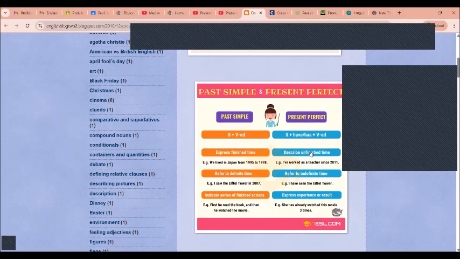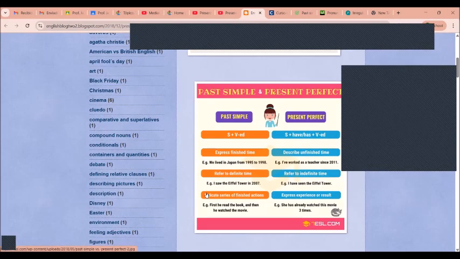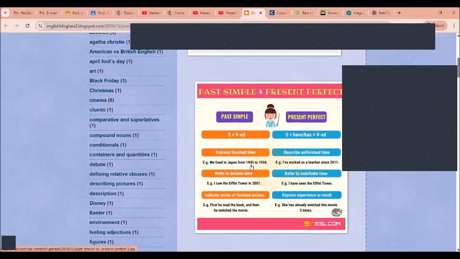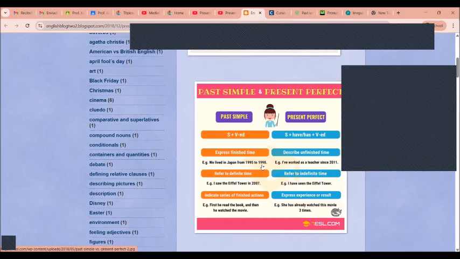Let me go with Yetz Sarali, Miss Estrella. Mejia Montiel, help us with the examples here with past simple. We arrived in Japan from 1995 to 1998. Good. Continue. I saw the Eiffel Tower in 2007.